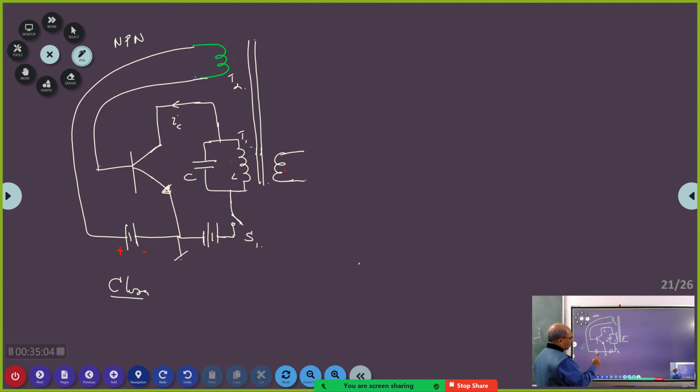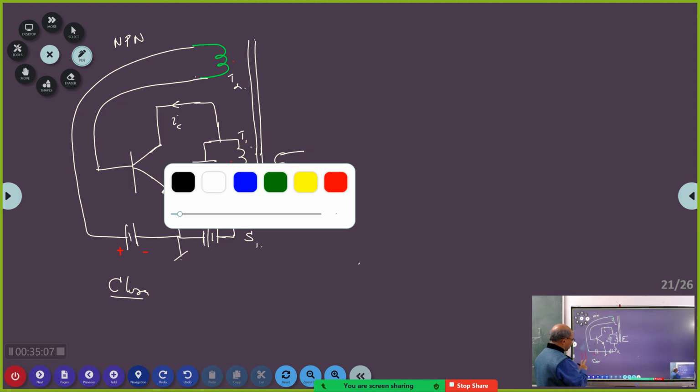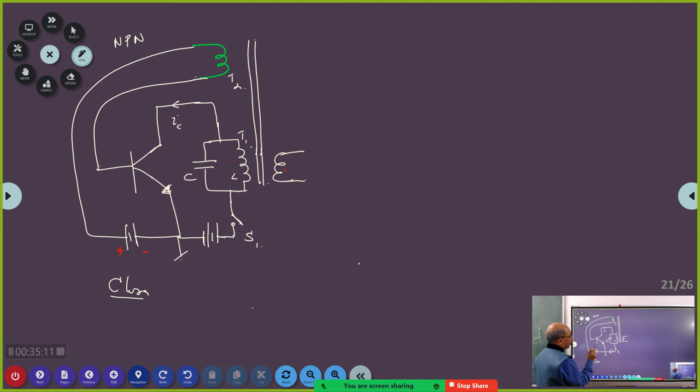So now you can see the positive, negative. The positive terminal of the battery is connected here. Now you can see that this is winding 1, winding 2, winding 3, and winding 1, winding 2, winding 3. And now this is positive and this is negative. That means the current will flow like this through this winding. It will come here and go to the base. That means this is providing what is called the base current. Correct?